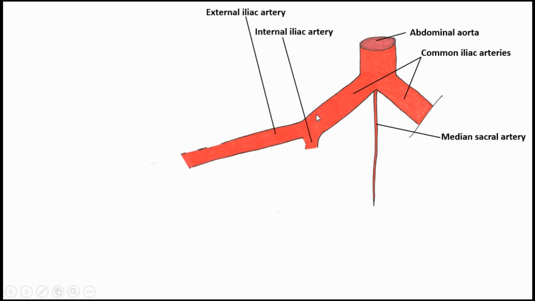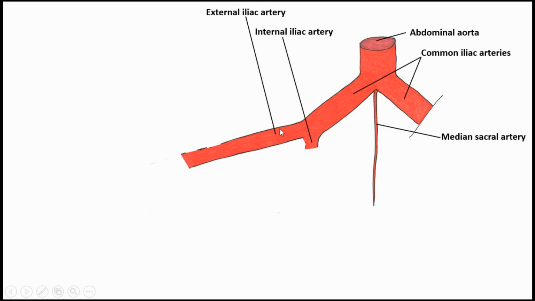So the abdominal aorta splits into the left and right common iliac arteries. It has a small continuance that goes down the anterior aspect of the sacrum. This is the median sacral artery. And right here we've got our split between the external and internal iliac arteries.